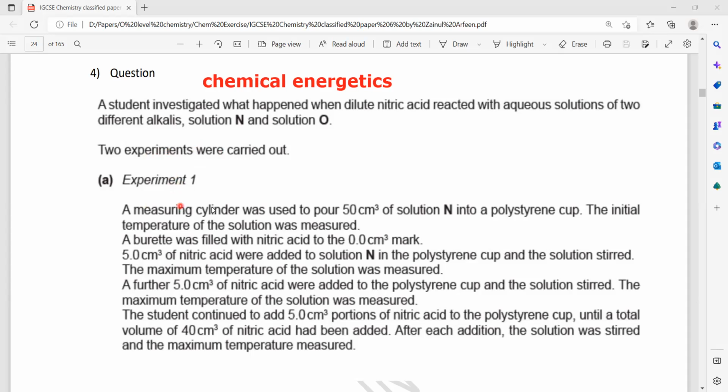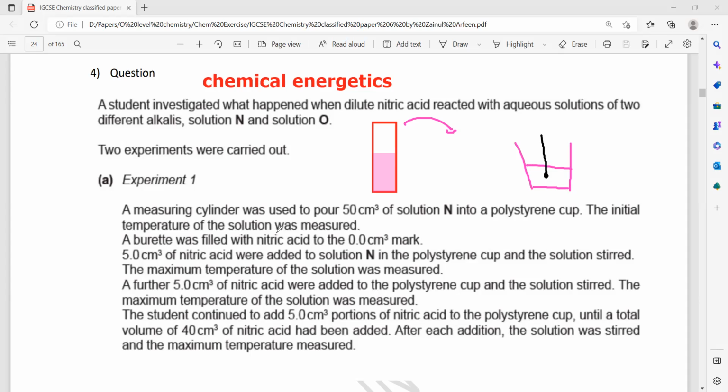In the first experiment, a measuring cylinder was used to pour 50 cm cube of solution N into a polystyrene cup. So what did the student do? The student took a measuring cylinder, filled it with 50 cm cube, and transferred that into a polystyrene cup. Then he measured the initial temperature of the solution, the starting temperature, using a thermometer.